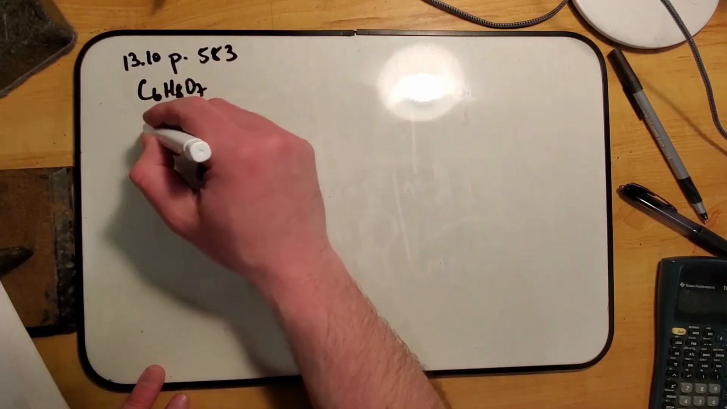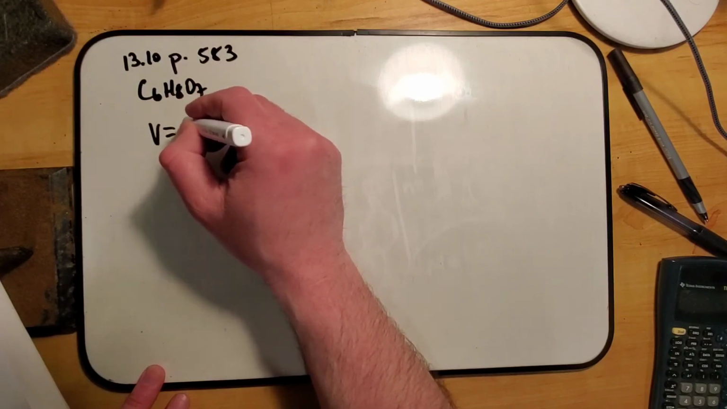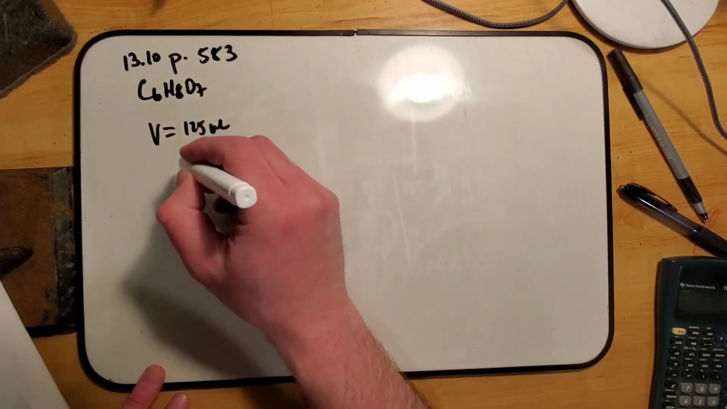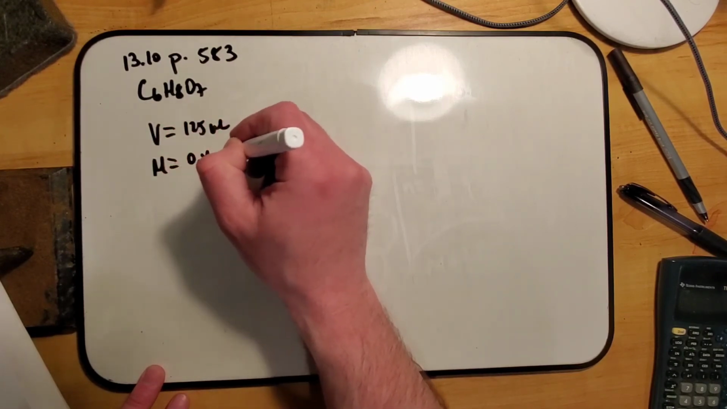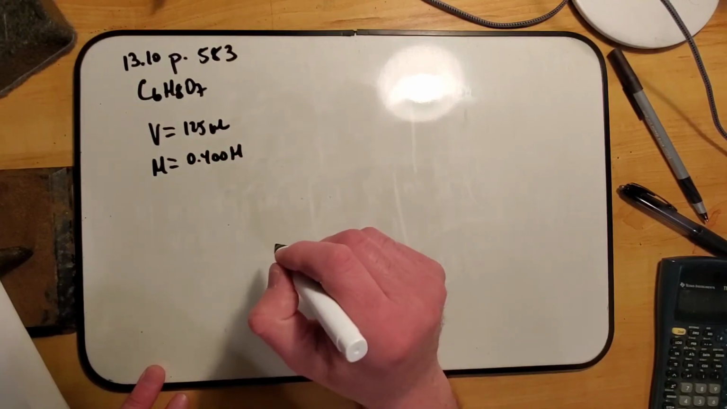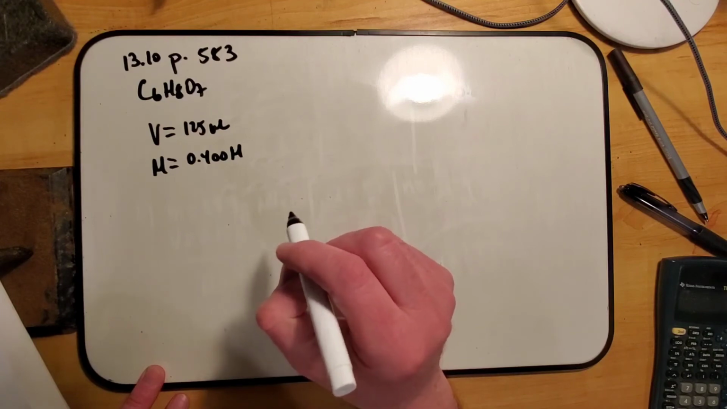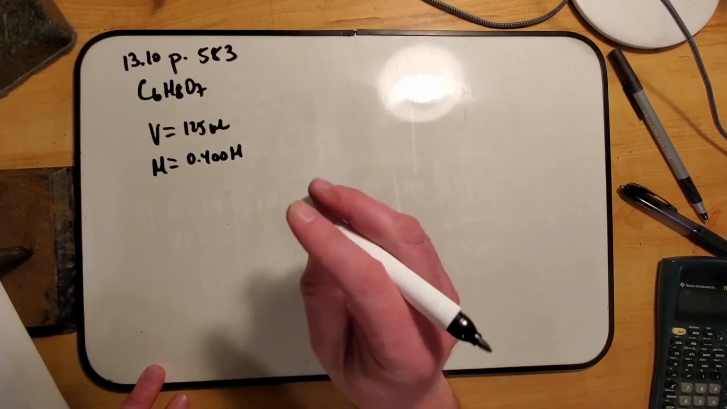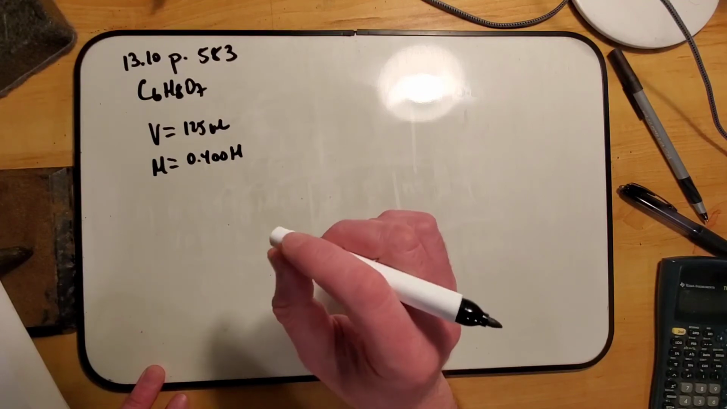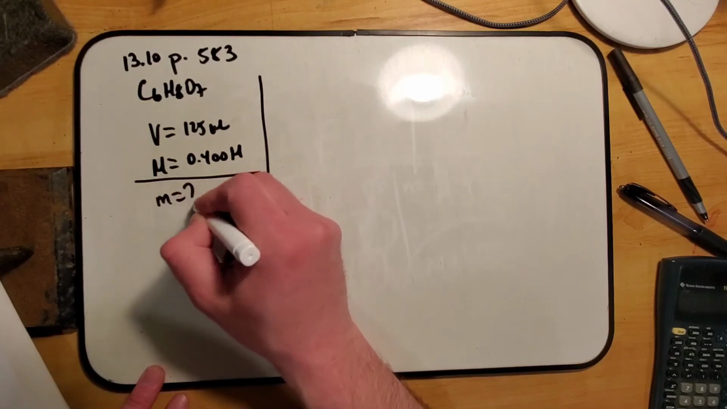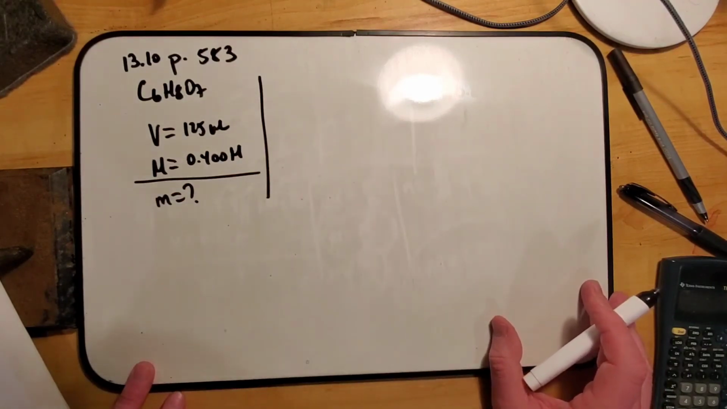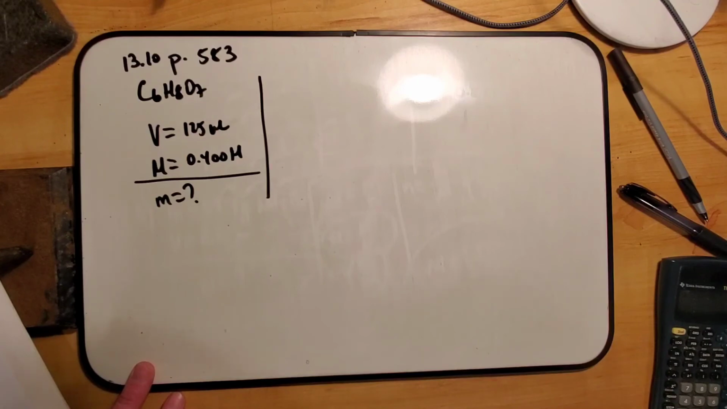They're giving me here the volume of 125 ml. They're giving me here the molarity, 0.400 molar. And they want me to find how many grams of citric acid are present. So they want me to use the amount of the solute, using molarity as a conversion factor. Okay, so let's do it. So we need to find the mass of the citric acid. Let me just make sure I got everything I need here. All right, so let's do it.